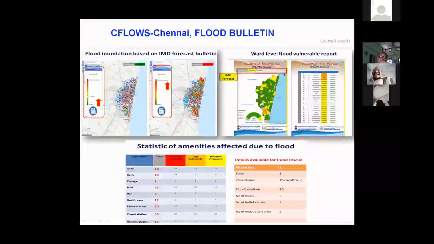This is our Chennai flood warning system dashboard, where in real time, when the rainfall is happening, we can show how the entire flooding is happening at ward level. Ward-level information you will get, and up to the dissemination, that means for report preparation also, this warning system will be helpful.